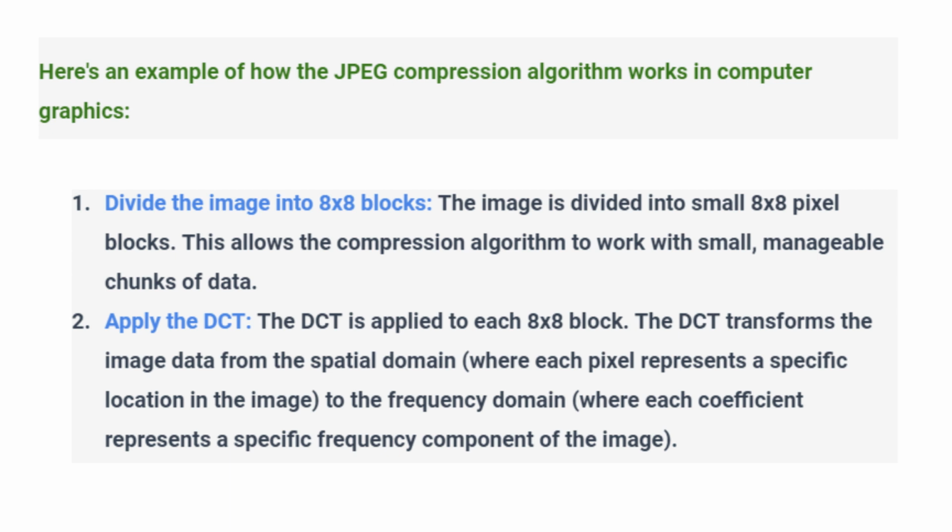Divide the image into 8x8 blocks. The image is divided into small 8x8 pixel blocks. This allows the compression algorithm to work with small, manageable chunks of data.